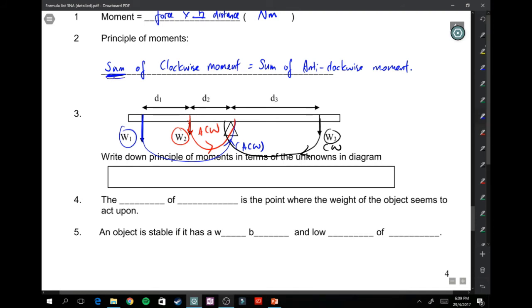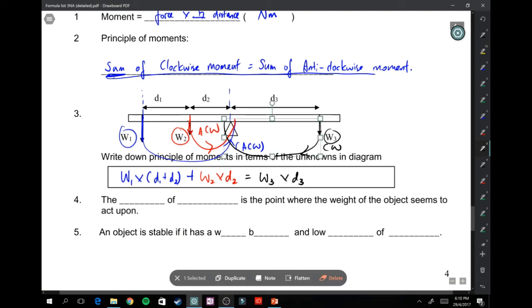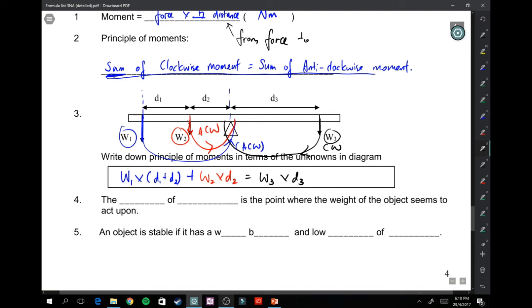Alright, so using this statement here, sum of clockwise moment equals sum of anti-clockwise moment, we know that W1 times the distance from the force all the way to the pivot, which is D1 plus D2, plus W2 times D2 must be equal to W3 times D3. Okay, so note that this distance here, we are actually talking about the distance from the force to the pivot.